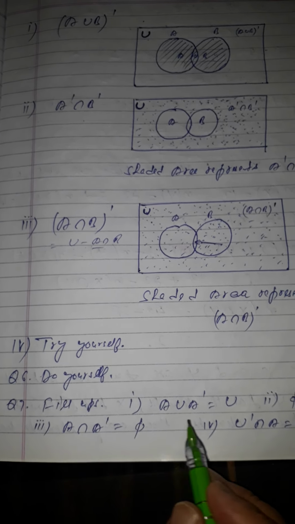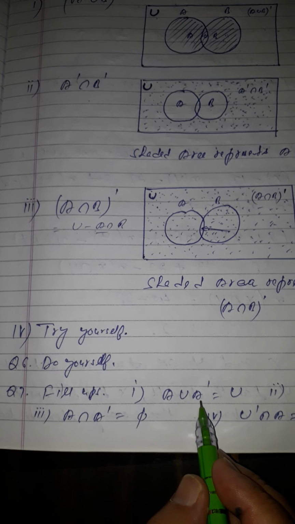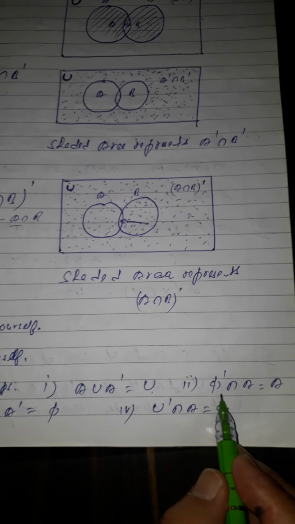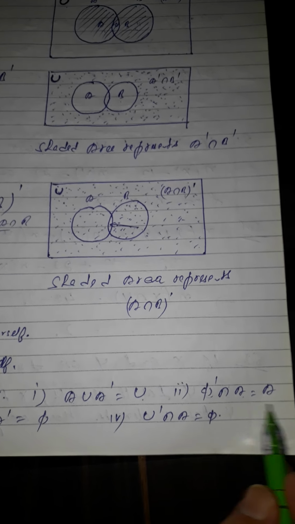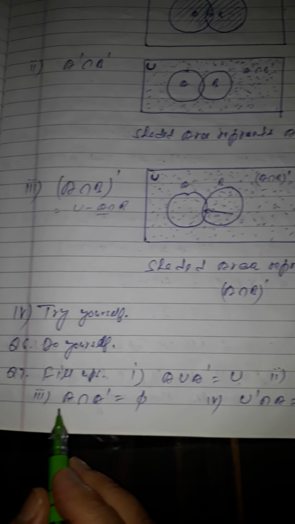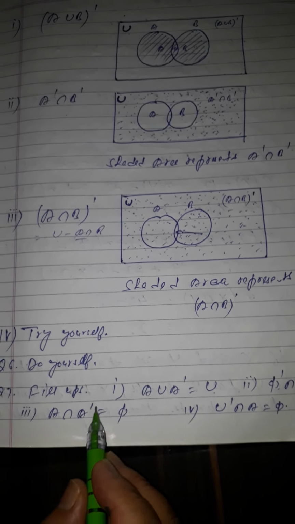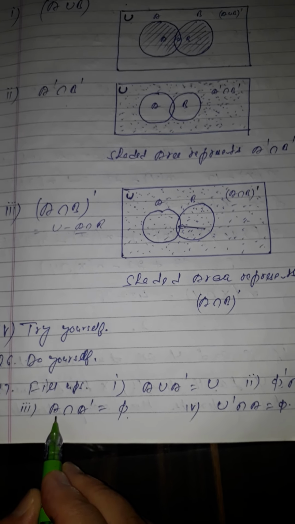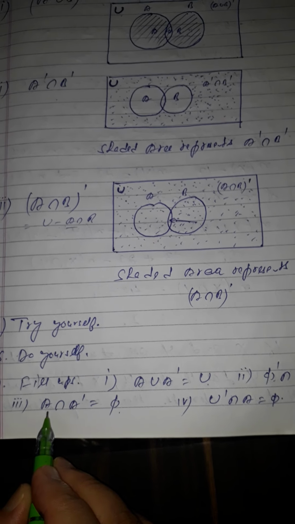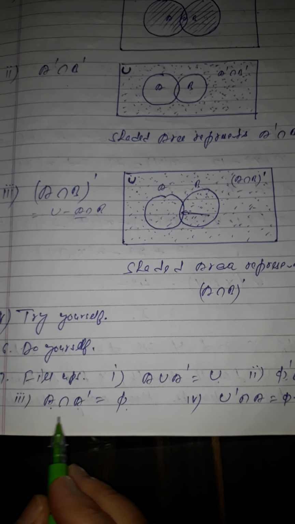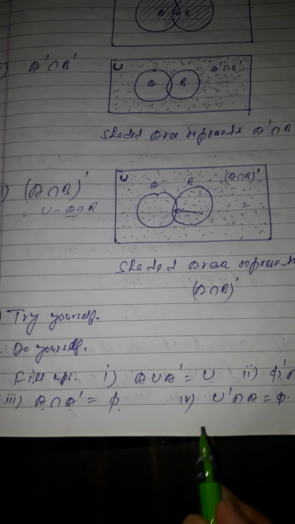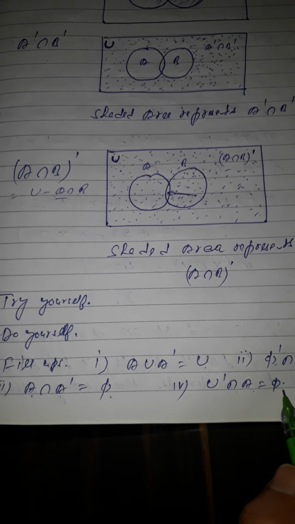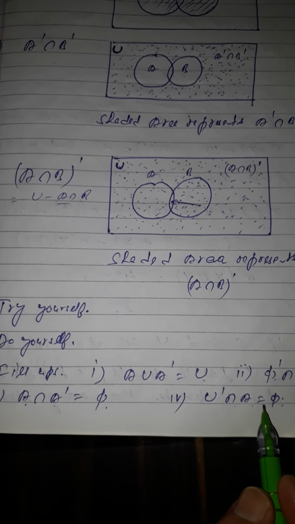There are some fill-ups. Number 1 is A union A complement, always remember that it will be equal to U. Second is phi complement intersection with A, it is always equal to A. Third is A intersection A complement, it is always equal to phi, because in the definition I have told you, the element A and its complement, there is nothing common between them, so the intersection will always be equal to phi. Fourth one is U complement intersection with A, that is always equal to phi.